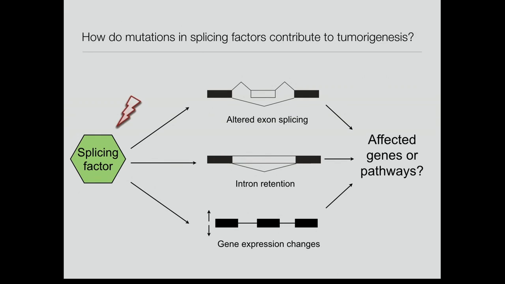The big question in the field is to understand how these mutations are contributing to tumorigenesis. So why are these mutations being selected for? One common hypothesis is that these mutations, since they're in splicing factors, are affecting the transcriptome. And so if we were able to look at the set of altered exon splicing events, potentially you may expect retained introns or unsplicing of introns. You may also observe gene expression changes due to these mutations. And if we were able to identify the collection of all these transcriptome alterations, we could then potentially look at what are the affected genes or pathways.